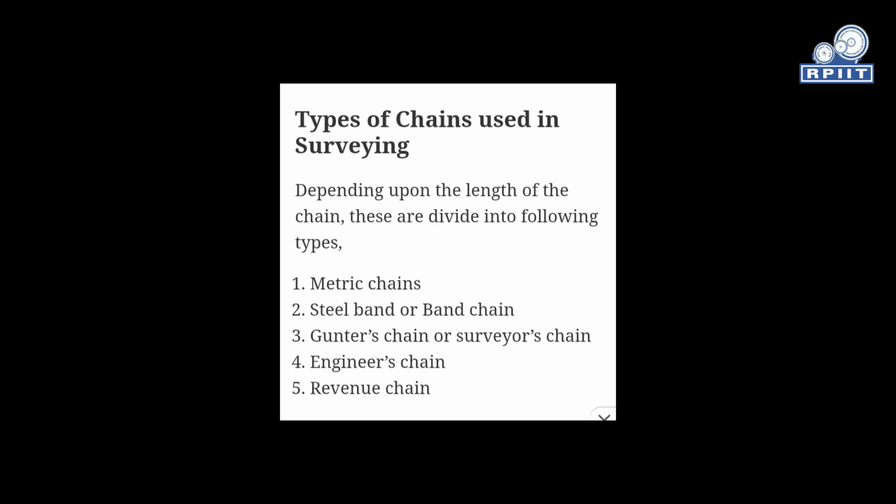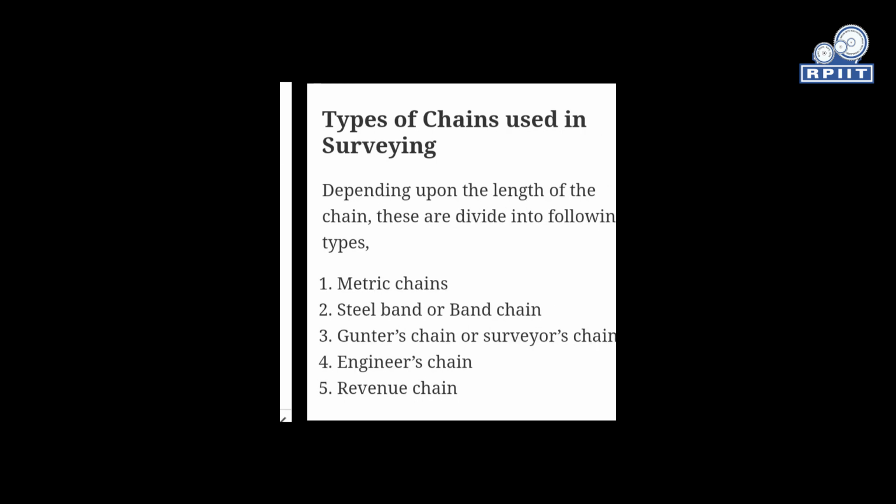Today we are going to discuss a new topic: types of chain used in surveying. Depending upon the length of chain, these are divided into the following types. First is metric chain, second is steel band, third is Gunter chain, fourth is engineer chain, and fifth is revenue chain. So let us discuss these types of chain.